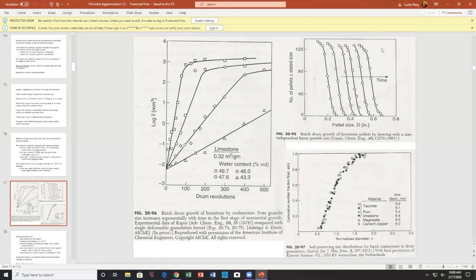What's interesting is the distribution shape doesn't change. Here's one normalized where you have a number of different runs and cumulative number fraction distribution. Self-preserving size distribution for batch coalescence drum granulation. Kind of an interesting idea.